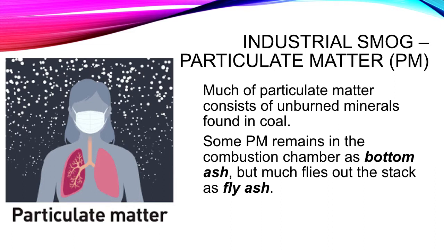I mentioned before that unburned carbon is soot. When you have coal that's being burned, one of the issues that can occur from that is something called particulate matter. So particulate matter is tiny little particles that get in the air and they can be breathed in and enter into your lungs. Much of the particulate matter in industrial smog consists of unburned materials that are found in coal, like soot. Some of the particulate matter from combustion of coal will remain in the combustion chamber as bottom ash, but a lot of it will actually fly out of the stack and is called fly ash.